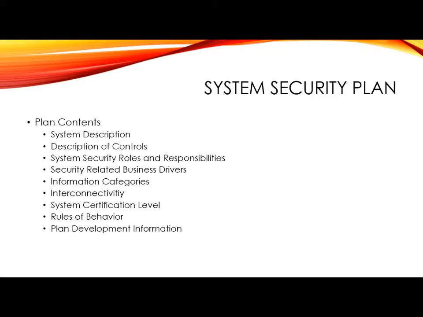Plan contents. It's going to have the description of which controls you're using. The roles and the responsibilities, who has what and who's doing what. Security-related business drivers. Is there a specific function that's making the system have to be in place? Information categories, interconnectivity, system certification level. Right? This is your group. You're going to have high, right? And both the other two are going to have medium. So that's going to be your system certification level. So all your documentation has to be on that high level.